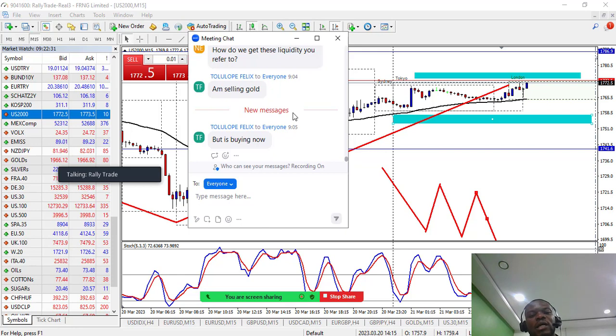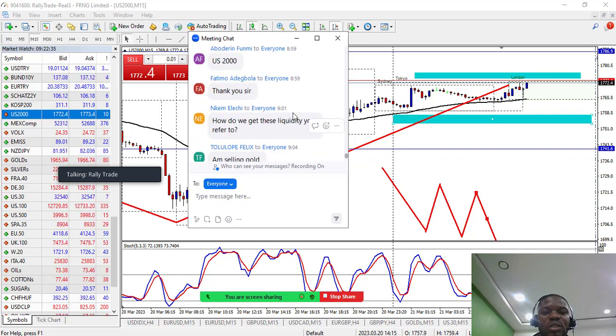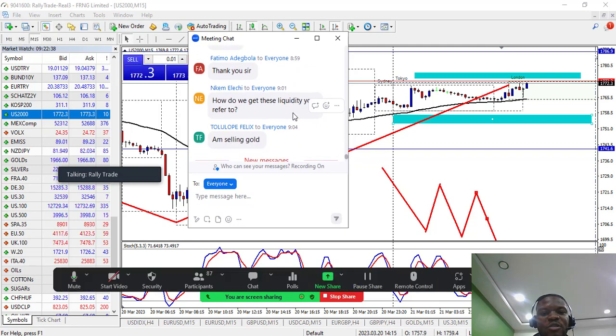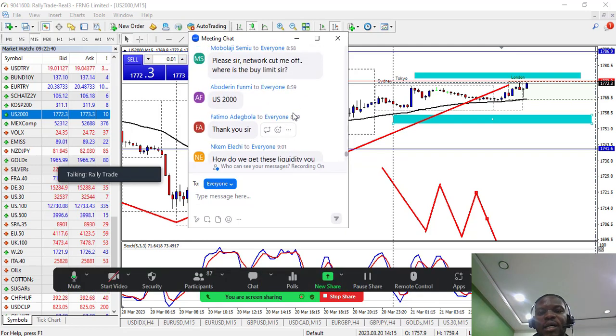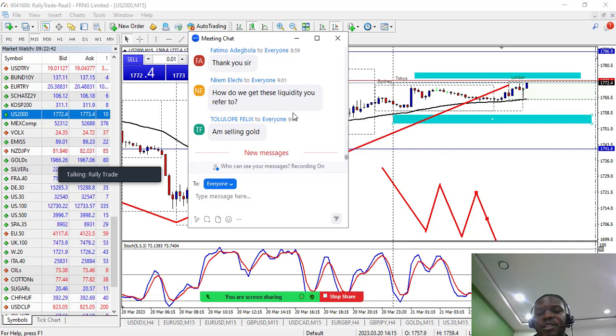Tolutokpa is saying I'm selling good, but he's buying now. He's not buying. That's just a little retracement. You have your take profit and your stop loss in place. Trading needs patience. Just keep to it.